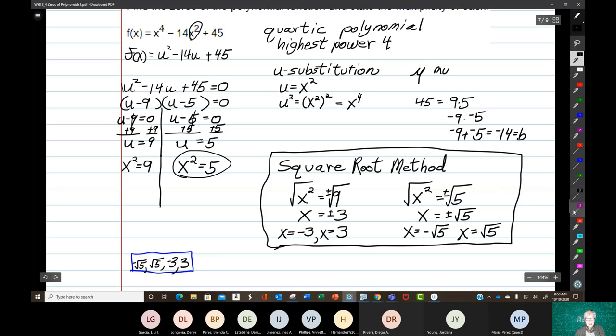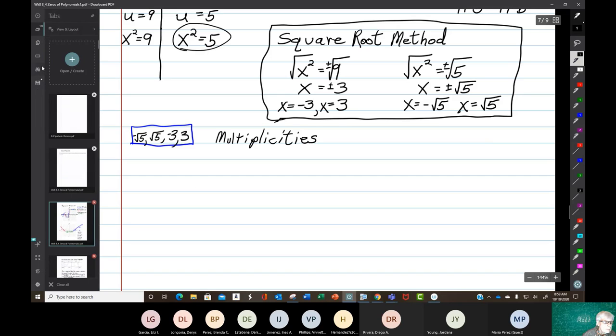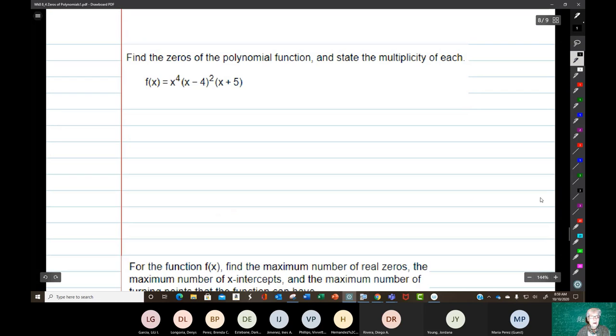Okay, let's see if there's another one of these. Oh, incidentally, look at this. Negative 3 occurs once, 3 occurs once, negative the square root of 5 occurs once, the square root of 5 occurs once. These all have multiplicity 1. I promise you, you will see other multiplicities. Here they are.